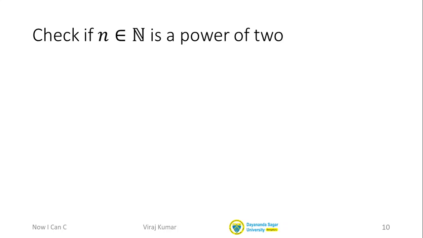Let us consider a more challenging problem. Suppose we're given a natural number little n and we want to check: is n a power of 2 or not? So we will use the symbol capital N as usual to represent the set of natural numbers, which are all non-negative integers, meaning including 0.